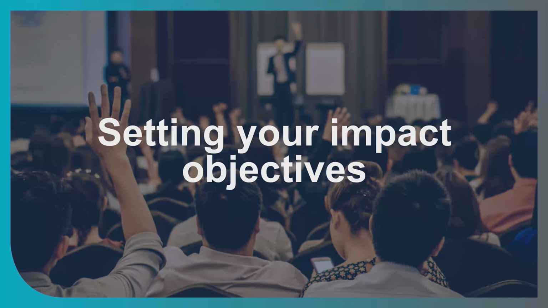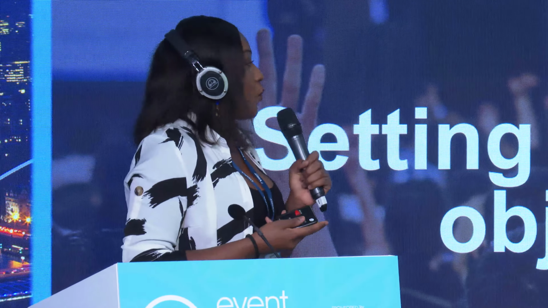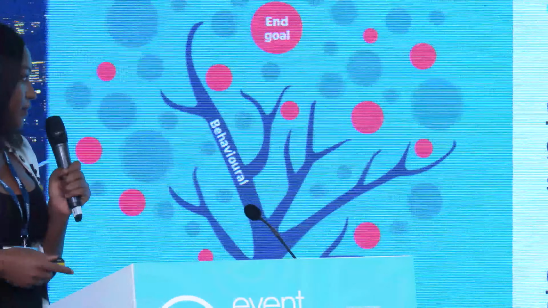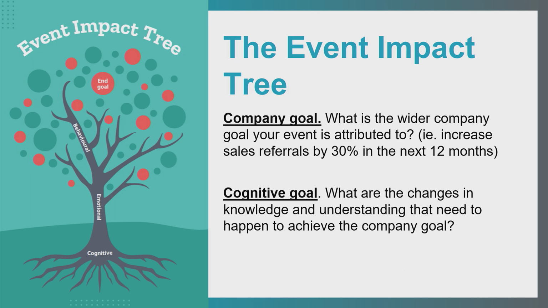So that's where we get to setting your objectives. Because any good measurement system is based on having the right objectives in place. And when we were thinking about how we would visualize this for event organizers, as event organizers ourselves, we came up with what we call the event impact tree. And the reason we thought of this as a tree is it could have been a linear diagram, but really, we understood that your company goal needs to be the first thing you're thinking about.